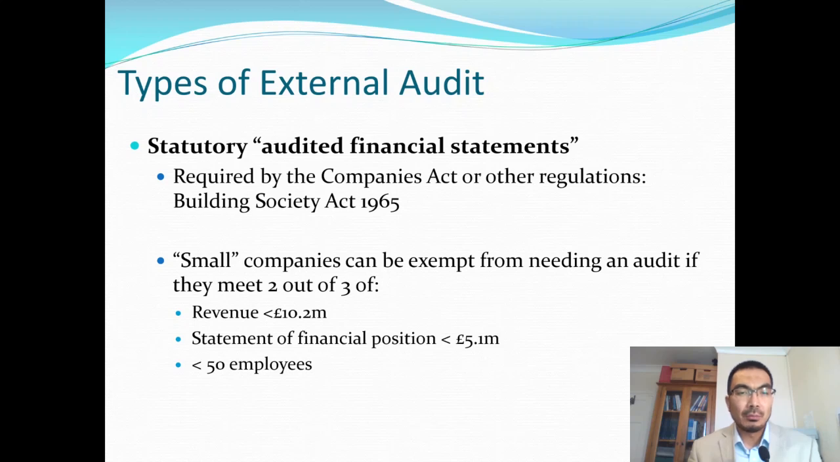Small companies can be exempt from needing an audit if they meet 2 out of 3 of these conditions: their revenue is less than 10.2 million, the value of the statement of financial position is less than 5.1 million, and they have less than 50 employees. So we're talking about the small companies. But if you have, let's say, revenue of more than 10.2 million, then obviously you're not exempt from statutory audit.